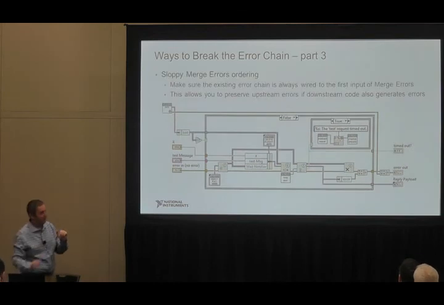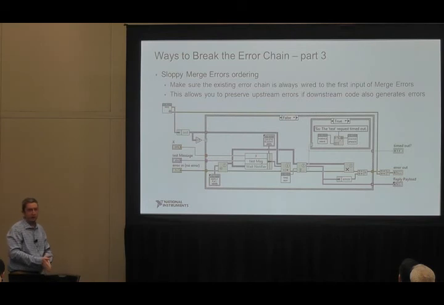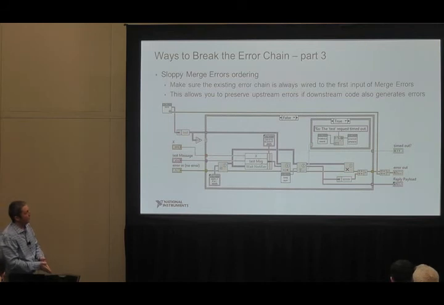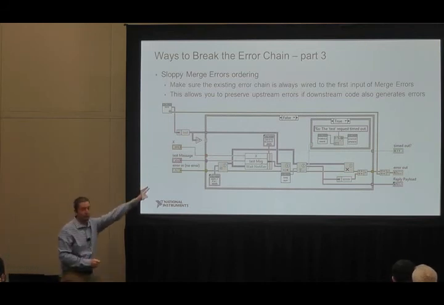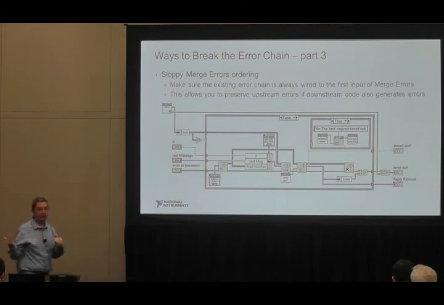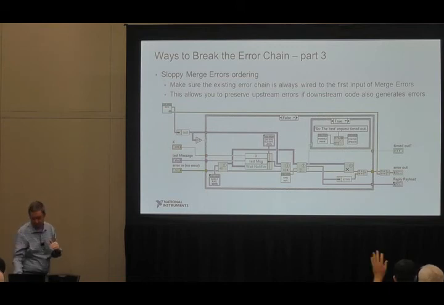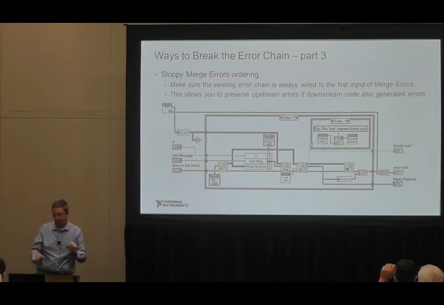So another way to break the error chain is with sloppy ordering on merge errors. So this code is correct. All I did was switch the order on the merge errors on the very far right. So now we're still merging the error from the sub VI up here, but if an error happened before this code ran, that's the one that's going to win on the merge errors on the right, because whatever's up closer to the top of the merge errors is what ends up coming out on the other side. So watch out for sloppy merge errors ordering.